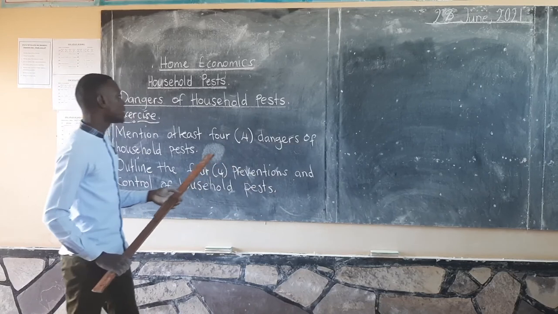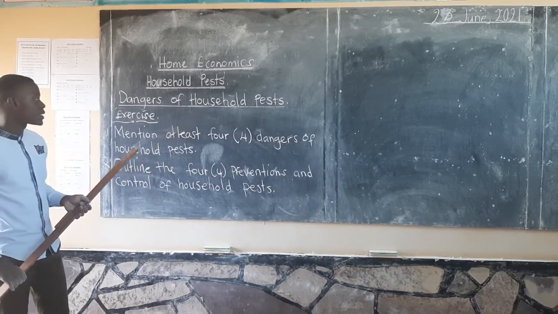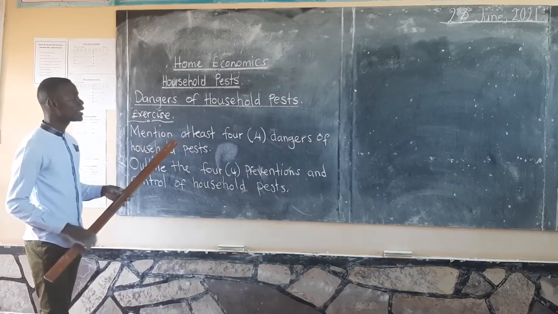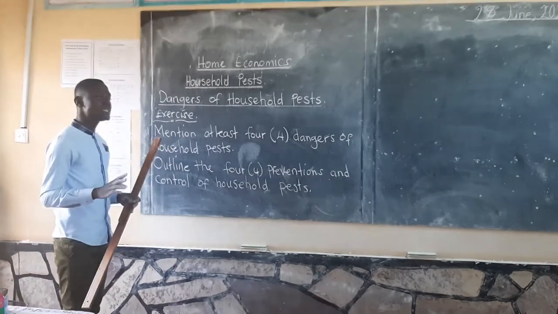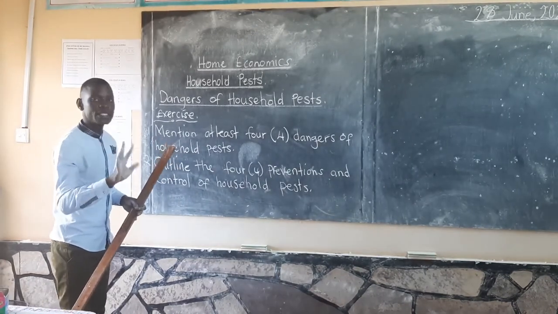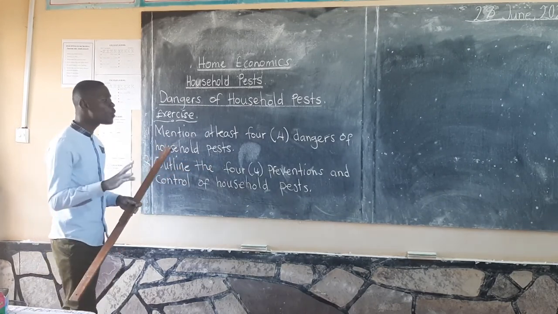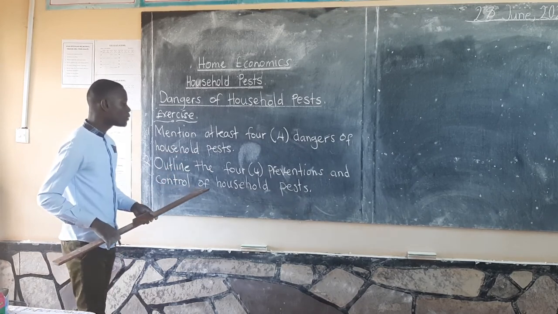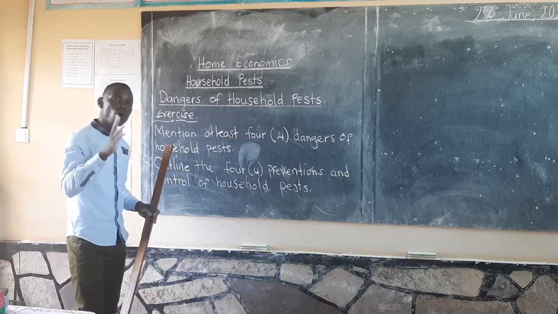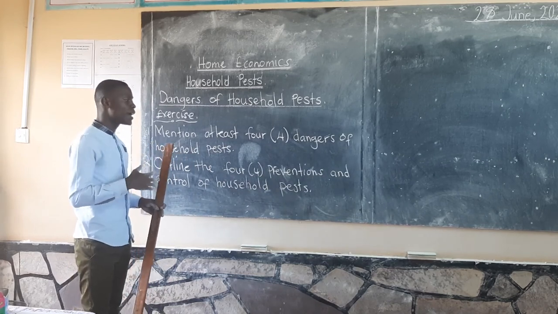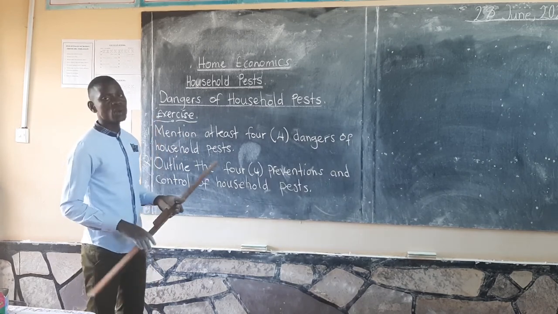So these are the questions that I've prepared basing on the lesson we are discussing. The first one says, mention at least four dangers of household pests. I want you to list or mention four dangers of these household pests. Then the last one, outline four preventions and control of household pests. I want you to mention or list four preventions. How can we prevent and control these household pests? So remember to write your work in very good handwriting.